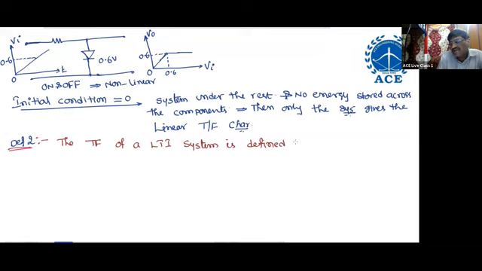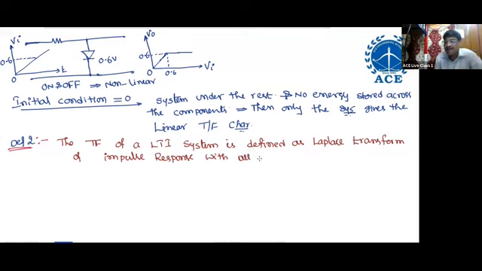defined as the Laplace transform of the impulse response, with all initial conditions equal to 0. This is the second definition.